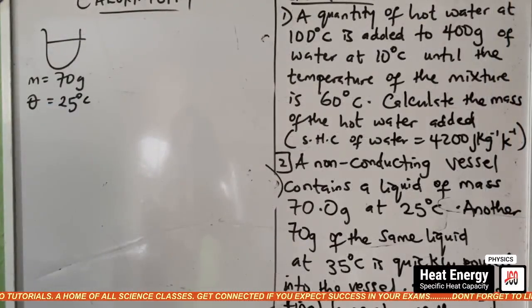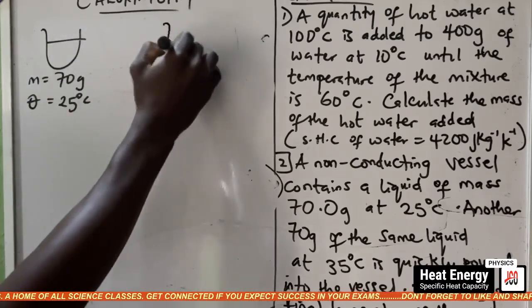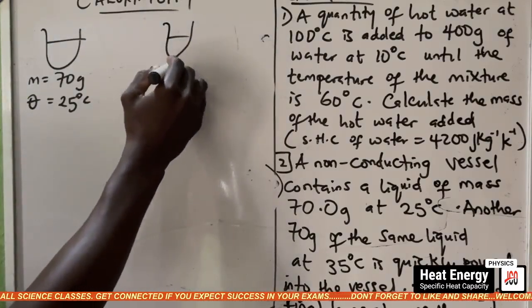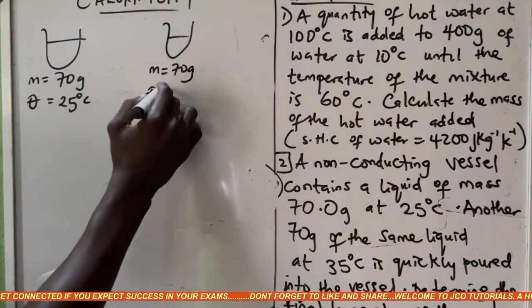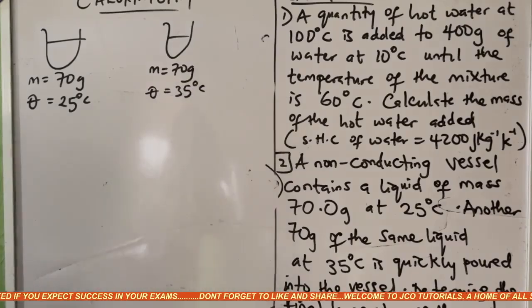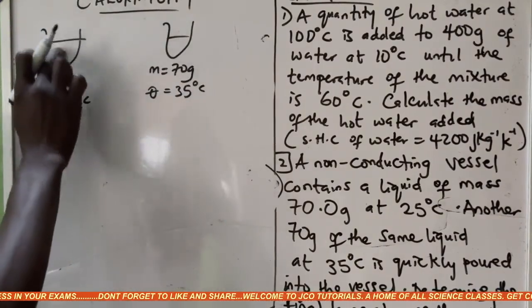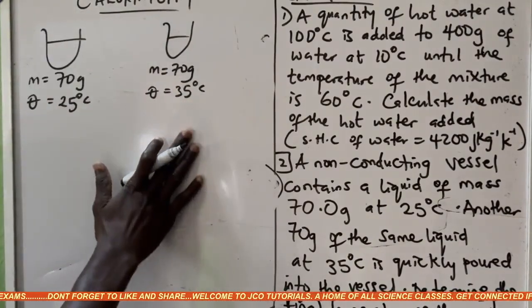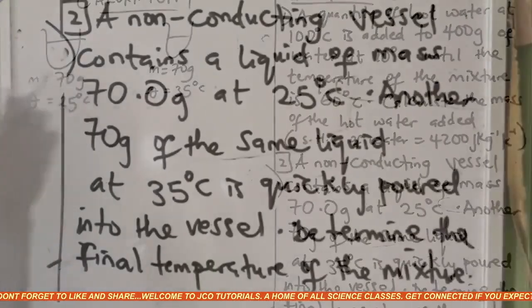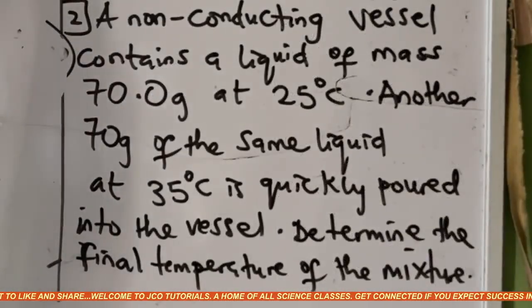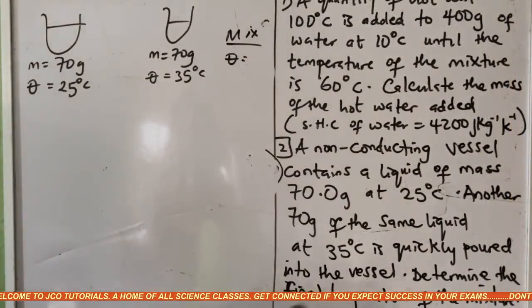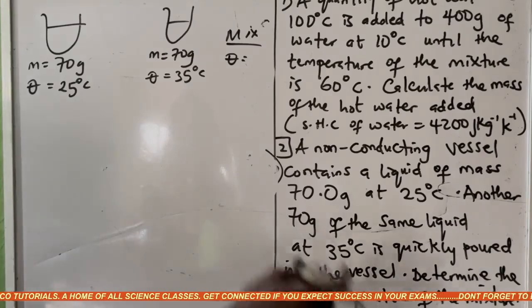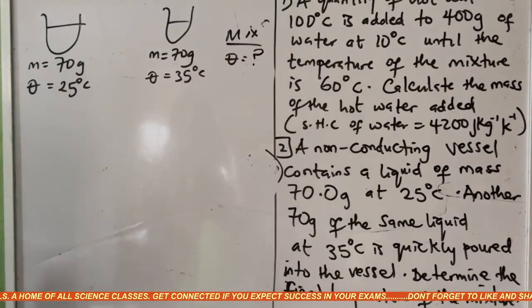Another 70 gram of the same liquid at 35 degrees Celsius is quickly poured into the vessel. So you're mixing this one and this. When we mix, of course, we are going to have a fresh temperature of the mix. Is it given here? It's not given. So we are asked to find the final temperature of the mixture.